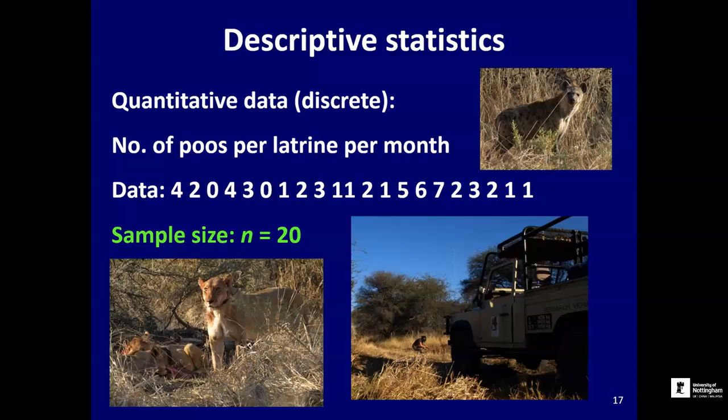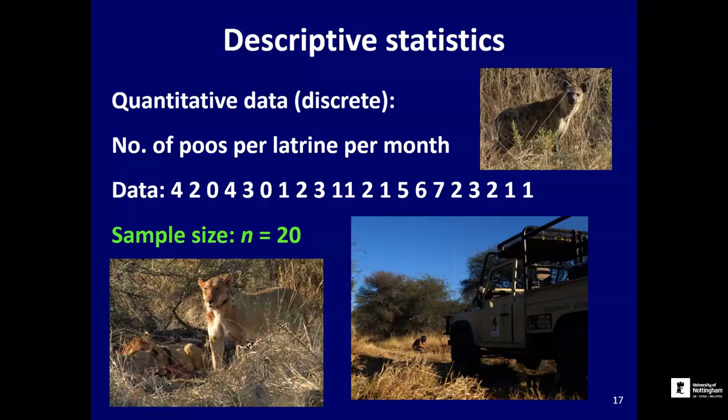And those latrines are really important for hyenas in order to be able to communicate with each other and also with other species. So as part of the project, Jess was counting the number of what we call scat or poos at each latrine over a long period of time to try to understand the dynamics of this communication network. And here's an example of the sort of data set that she generated. We've got 20 different latrines here, and at each latrine she's counted how many scat are present. And at some latrines the scat disappear after a period of time, and so you end up with 0. But some of the latrines are quite large, so there's one there that has 11 scat in it.